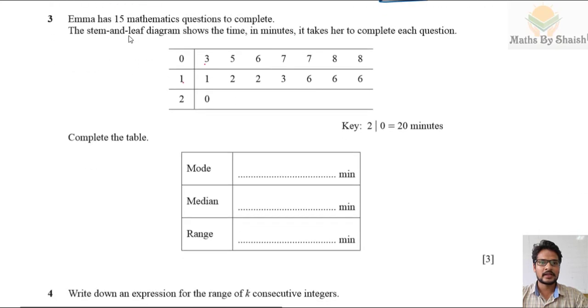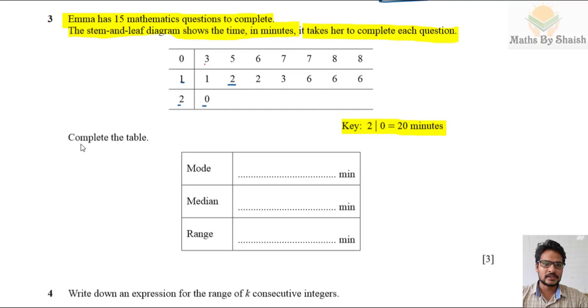Next is Emma has 15 mathematics questions to complete. The stem and leaf diagram shows the time in minutes it takes her to complete each question. So this is a data stem and leaf diagram given. The key is very important. The key is given 20 means 20 minutes. So it means if it is 03 it is 3 minutes, 05 it is 5 minutes, 12 it is 12 minutes, 20 it is 20 minutes. Now they ask us to complete the table. We need to find the mode, median and range.